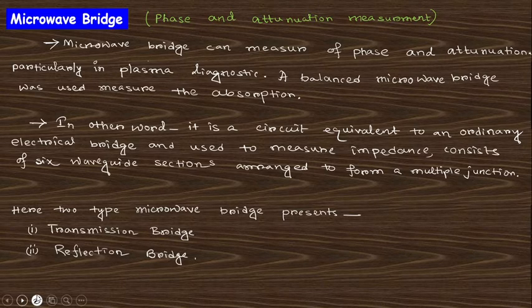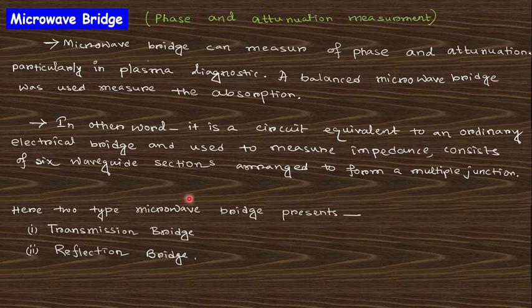So let's start today's discussion, that is the microwave bridge. Bridge means a connector. Bridge is nothing but like a connector, you can say. This will be used for phase and attenuation measurement of the microwave, right? This is the instrument which is used to measure the phase and attenuation, right?